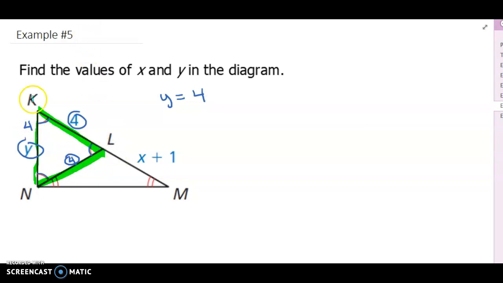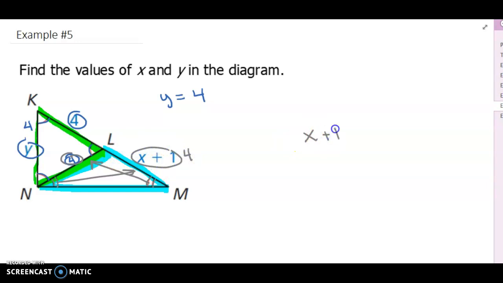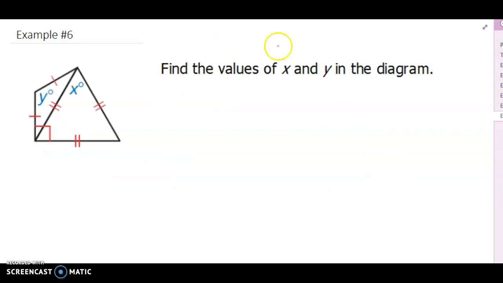Now I'm going to turn my attention to this triangle. I notice in this triangle, this base angle here and this base angle over here are congruent, which means their opposite sides are congruent. I know this side is 4, which means this side has to also equal 4. So if I say x plus 1 equals 4, minus 1, I get x equals 3. So here's my x and here's my y. All right, guys, go ahead and try this one on your own as well.